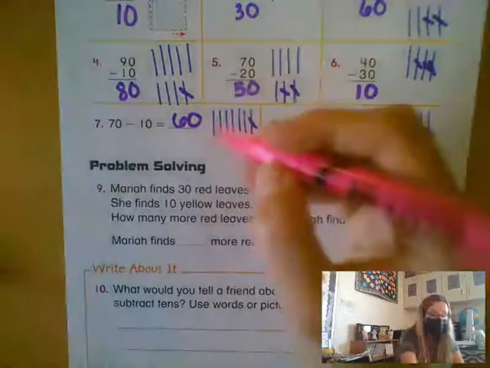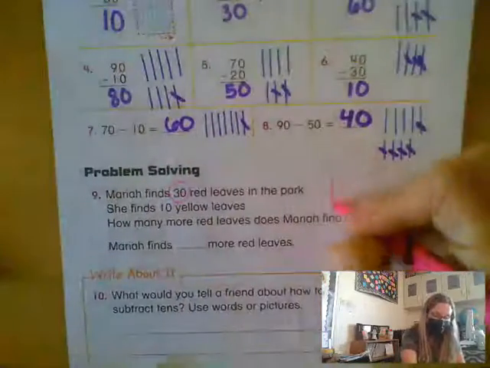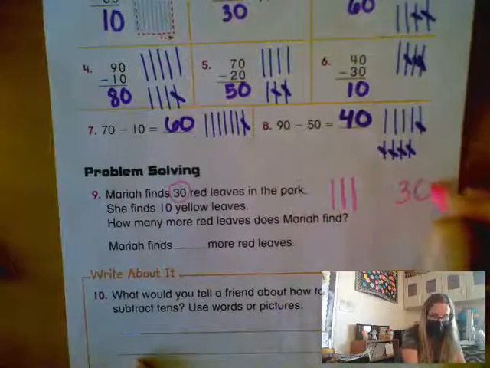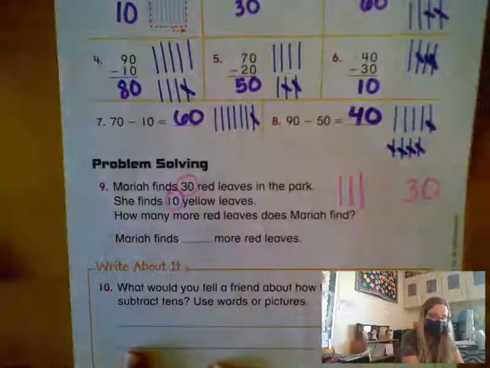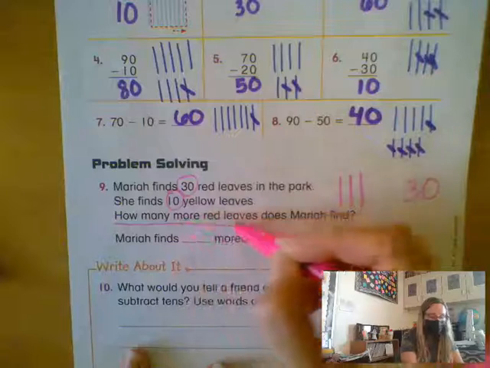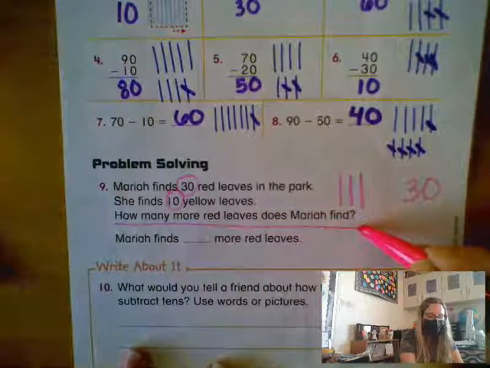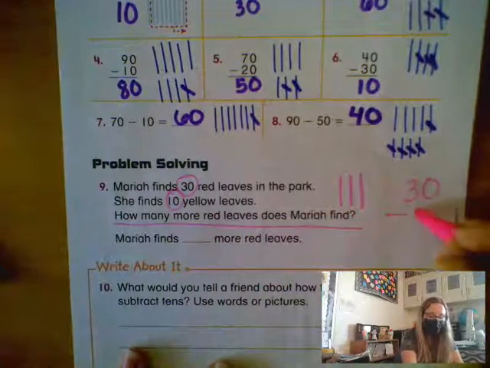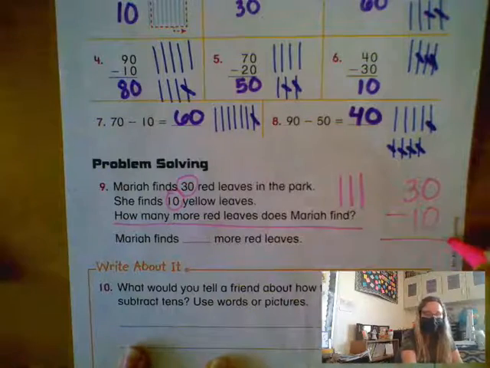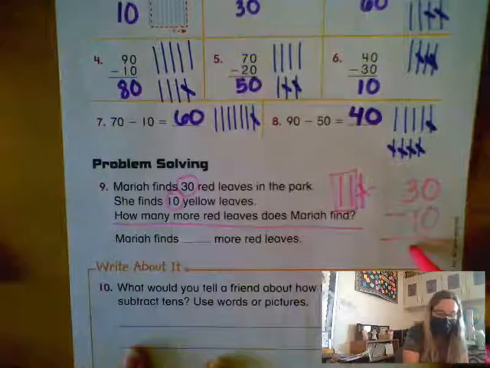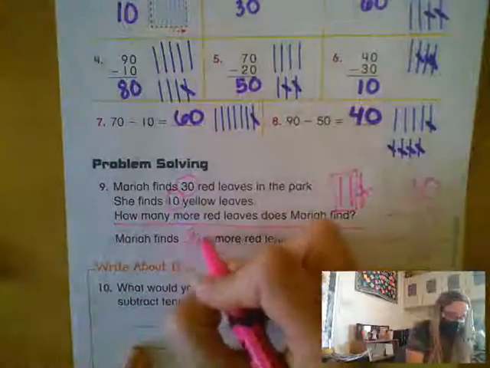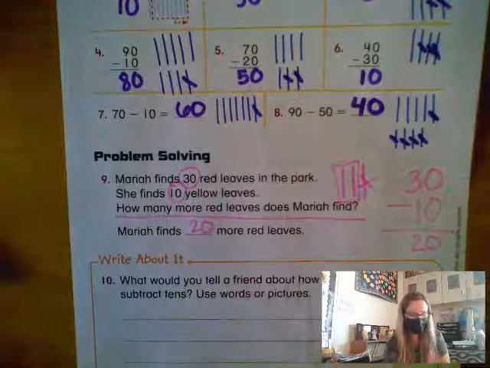Let's do the problem solving and then we will wrap up math. Mariah finds 30 red leaves. 10, 20, 30. She finds 10 yellow leaves. How many more red does Mariah find? So I'm looking for the difference. 30, take away 10. That'll tell me the difference. So here's 30. If I take away 10, I have 2 tens, which is 20.